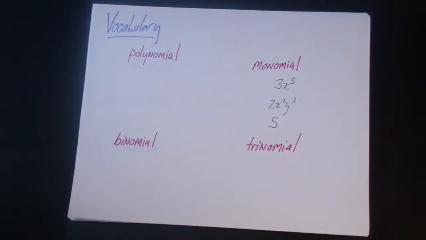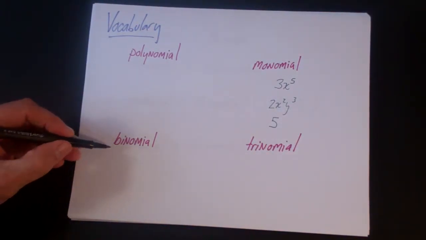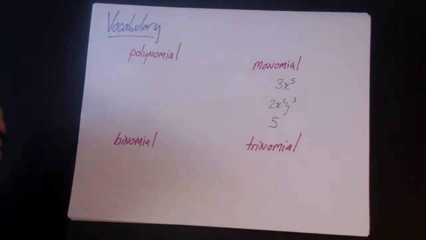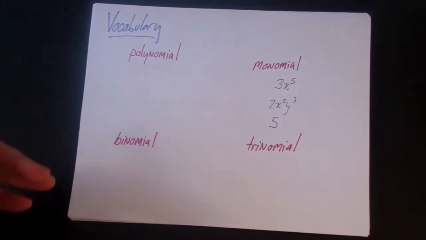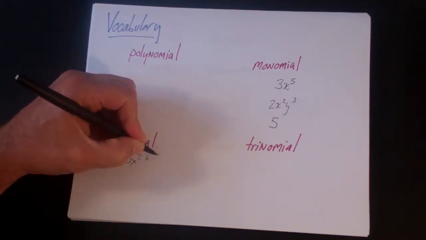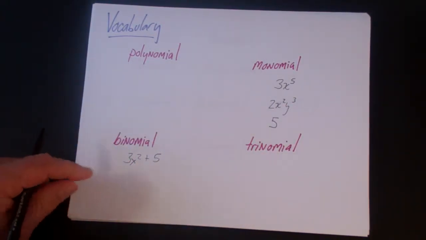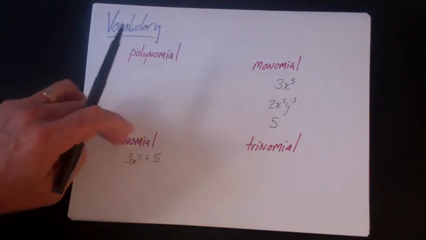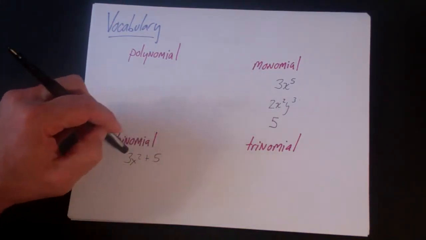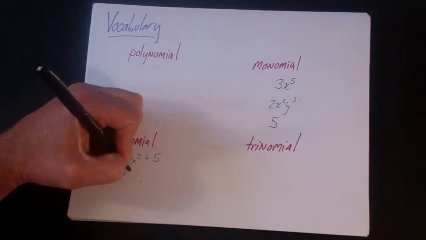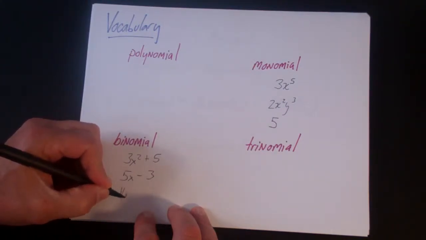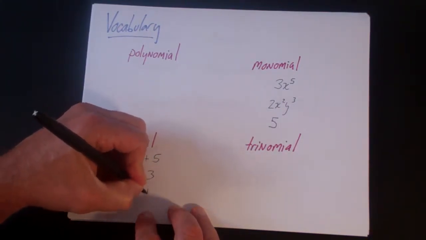And to see that, let's contrast that with a binomial. Bi means two, as in bicycle, right? Two wheels. So binomial means two names or two terms. An example would be 3x squared plus 5. So when we're talking about polynomials, we talk about an expression and a term. A term is separated by plus and minus signs. Here's another example. 5x minus 3 has two terms, as does minus 4x squared plus 18.